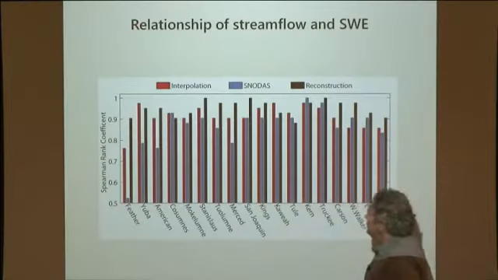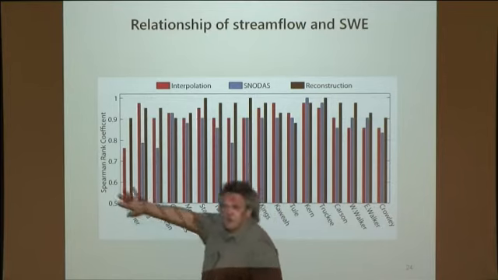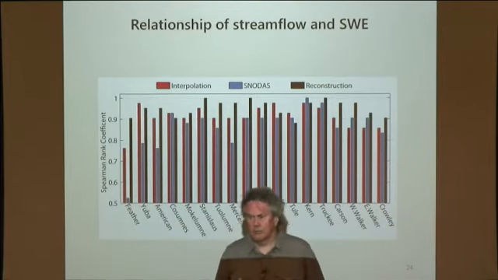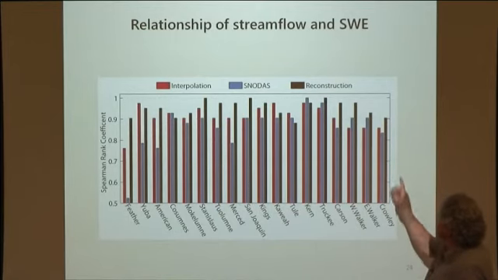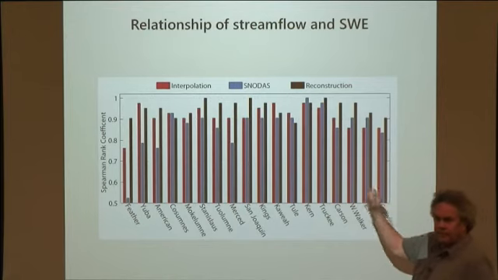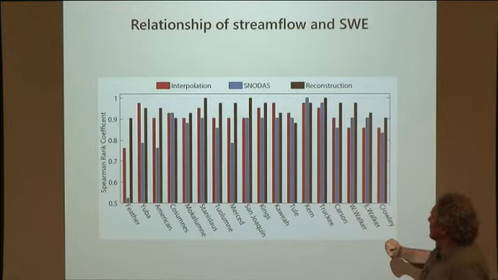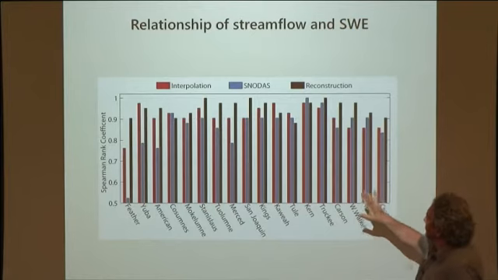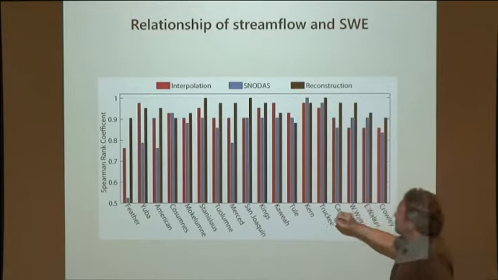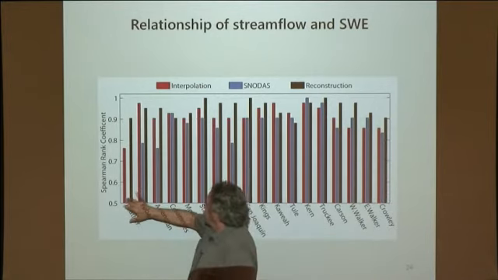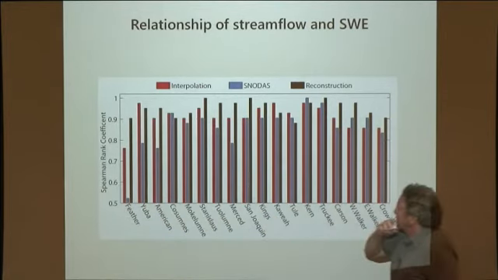And by and large, we just did this as a rank correlation. So, are we hitting the big years and the low years? And in 13 of the 18 basins, the reconstruction method is the best. All right? And even in the places where it's in second place, it's pretty close. Whereas the other methods have some years or some basins where they don't do very well. So that's good. That's one thing.